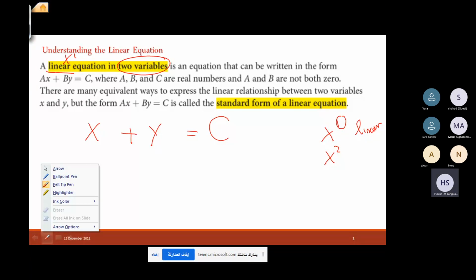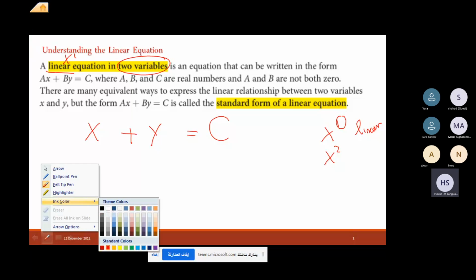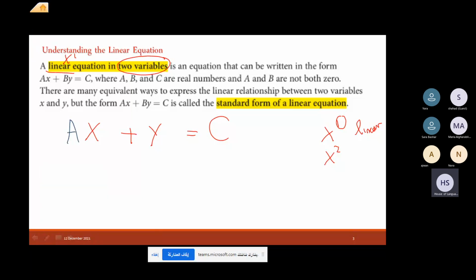Sometimes there is a coefficient of x, we call it a, like 3x. A is a number, but because it's related to x, I call it a. And for y, I call it b. So, such as x plus y equals 4, 2x plus 3y equals 5. These are examples of linear. Now, like 5x minus 2y equals 9 as an example, or negative 9.